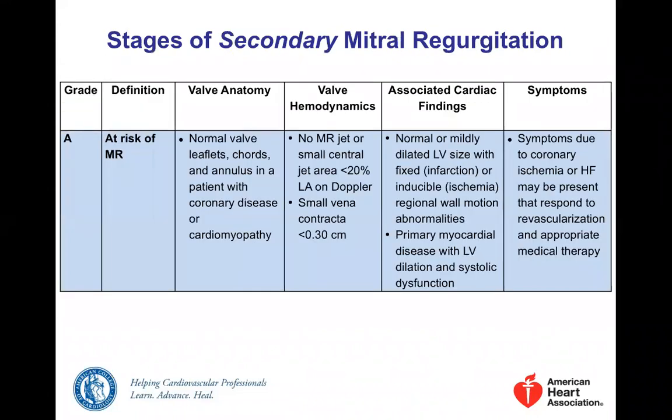Stages for secondary mitral regurg. Stage A, patient who's at risk of mitral regurg. Patient will have normal valve leaflet, cords, and annulus in a patient with coronary disease or cardiomyopathy. The valve hemodynamics: there is no MR jet or small central jet area less than 20% of the LA on the Doppler. Small vena contracta less than 0.30.